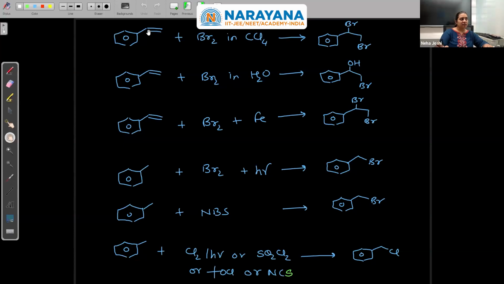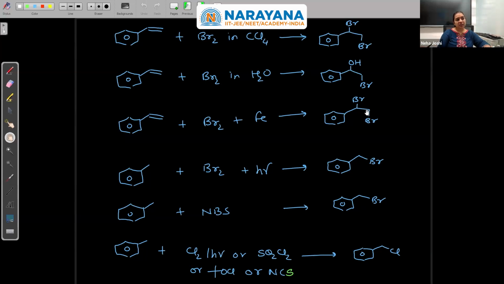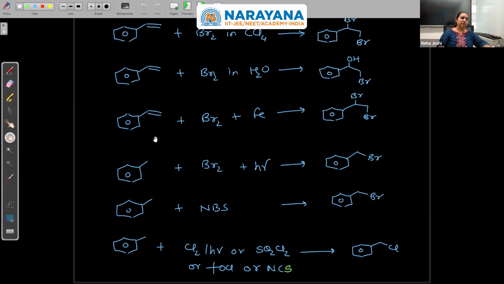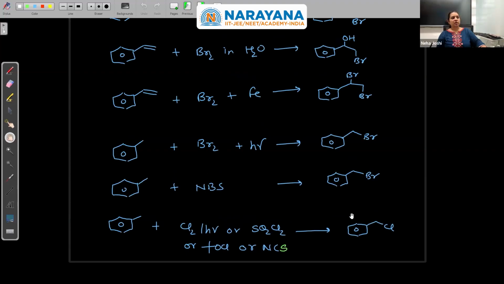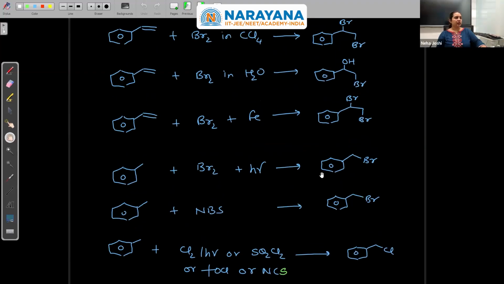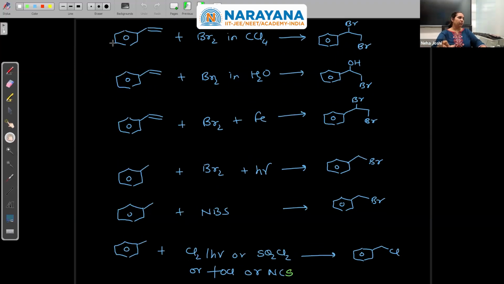If I have a side chain with unsaturation, then bromine in CCl4 gives side chain addition, and bromine water also. Bromine and iron also do not go on the ring now, because Br plus will preferably attack the side chain. With bromine under light or heat, there is benzylic attack, using NBS. Chlorine with light, SO2Cl2, tertiary butyl chloride or NCS, all these give this type of attack. Clear? Again, a very important point.